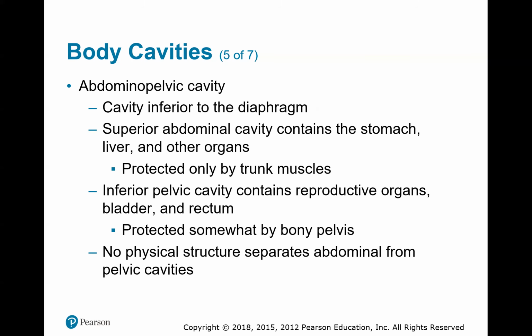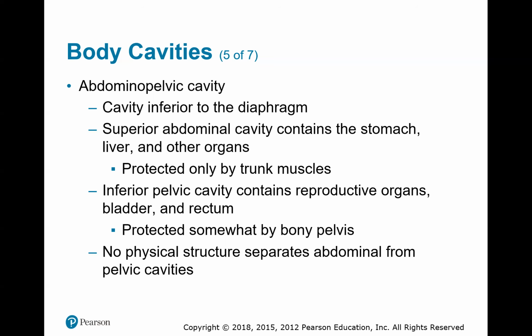Like I said, when we discuss the abdominal pelvic cavity, there's really no separation between the two. But this is going to be below the diaphragm, so it's inferior. And in the superior abdominal cavity, we find most of the digestive organs. So we find the stomach, the liver, the pancreas, the spleen, and there are no bones that actually allow for protection in this area. So unfortunately, blunt force trauma to these areas can lead to organ damage and hemorrhaging. So we have to be careful. But there is protection because we have trunk muscles within this area that help to aid in a little bit of protection.